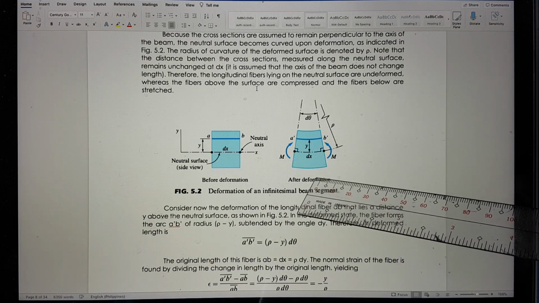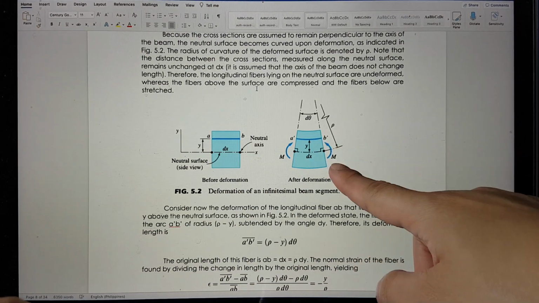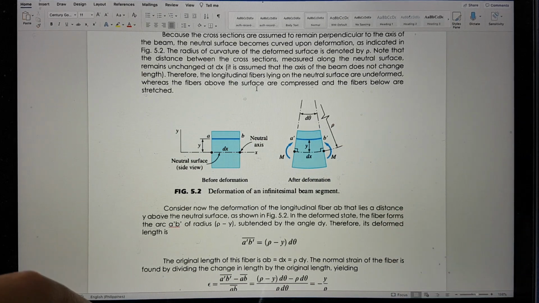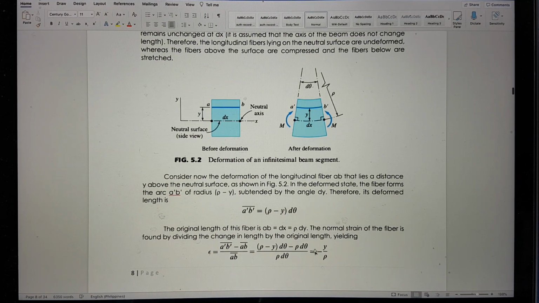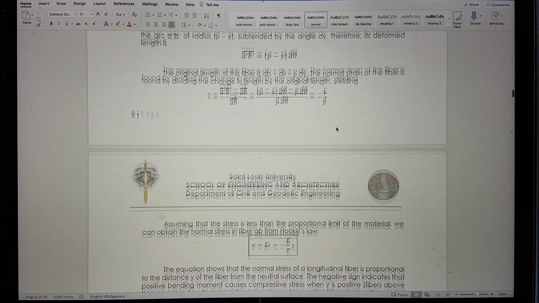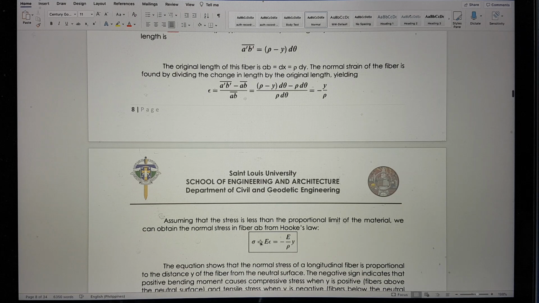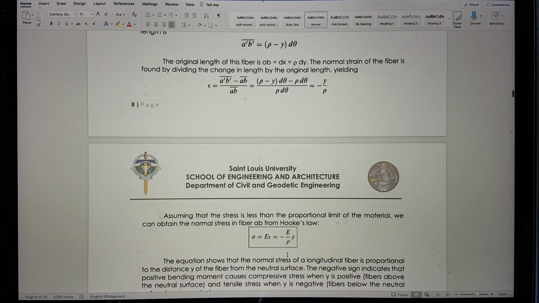But after deformation, you can see that we have a moment at a distance of rho, which is also our radius, from our deformed surface. Given this, we can derive the strain to be negative y divided by rho. And we all know that the stress is equivalent to the modulus of elasticity times the strain. I repeat, the strain is equivalent to negative y over rho, or the radius. Substituting that, the stress is equivalent to modulus of elasticity times the strain, so we have E times y over rho, and that is a negative equation.